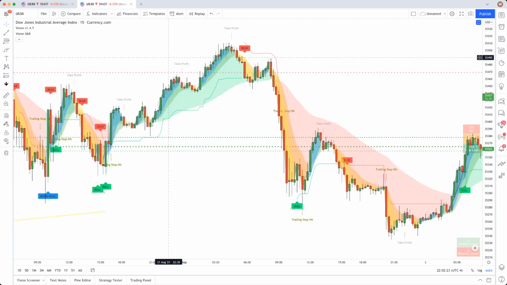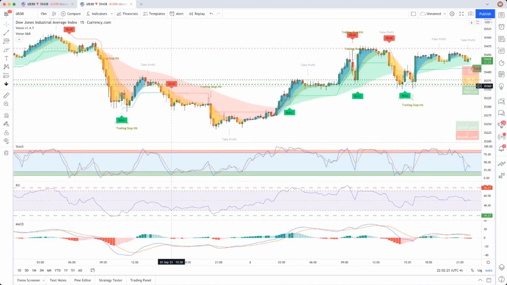So let's look at the MACD here. Let me save my chart the way it is so I can delete these, and that way we can just pay attention specifically to the MACD.